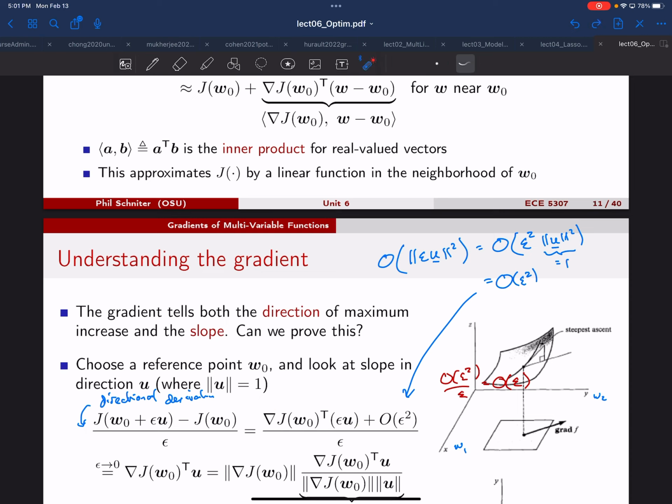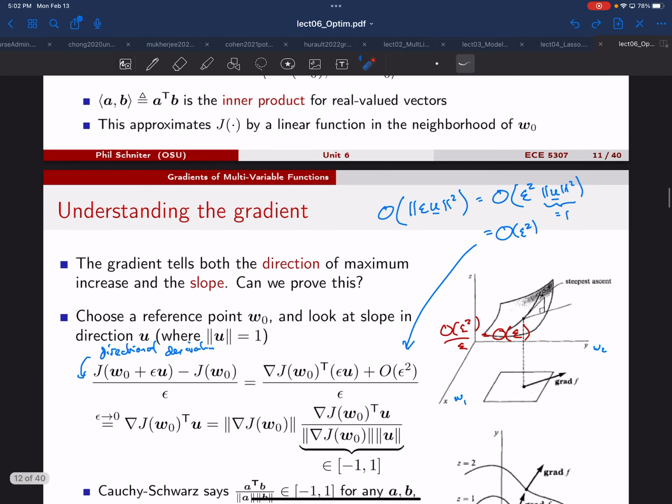But now I'm also going to take epsilon to 0. So this will have no epsilons in it. This will be order epsilon. What happens when I take order epsilon to 0? It goes away, right? Converges to 0. So that's gone. So now you can see that the directional derivative is actually this. If I look in the direction u, the slope is this scalar quantity.